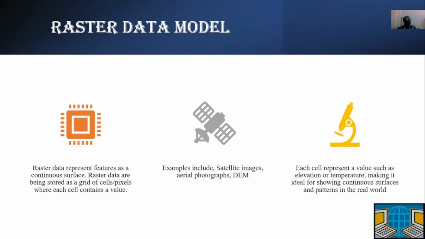Once those numbers are processed and visualized in the GIS world, it automatically becomes raster data, which is presented as a continuous surface. An example is a satellite image, aerial photographs, or a digital elevation model, and each cell presents a value. So that particular box you are seeing has a number behind it, and that number can be elevation, temperature, the slope figure, among others.